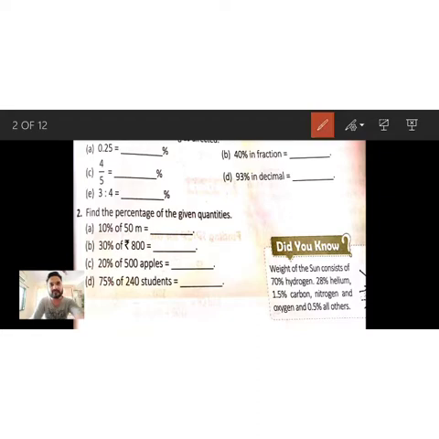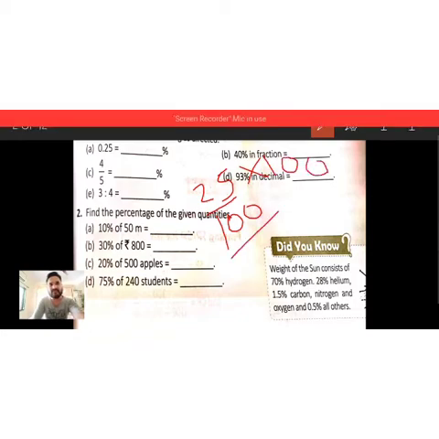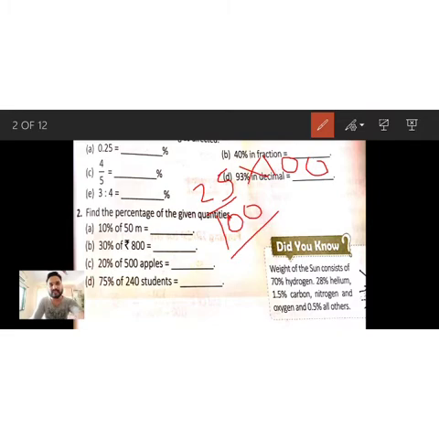So what we have to do, simply, is 25 upon 100 and multiply by 100. This 100 is for decimals, and this 100 is for the percentage sign. So 100 and 100 cut. Our final answer is 25%. In this way we solve our first question.